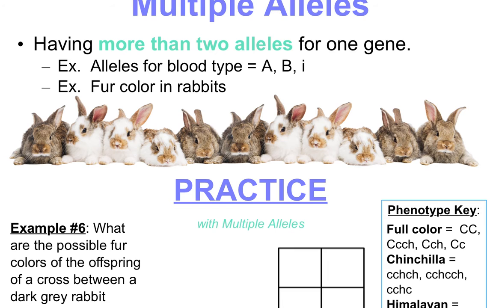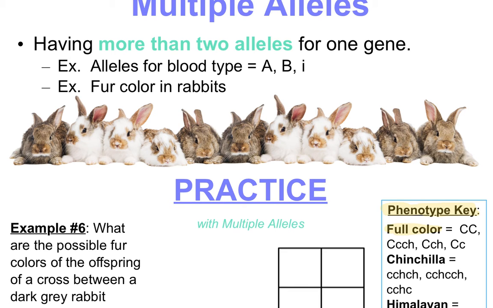So learning about how things are passed on and traits is fun, right? You can have two different types of alleles for one gene. An example that we talked about was type A blood, type B blood, and type O blood. If you look at fur color in rabbits, this works very similar. I'm going to let you do a couple of practices here. Here we have the phenotypes for our fur color in rabbits.